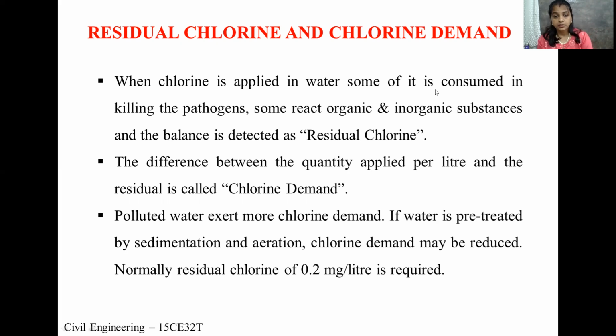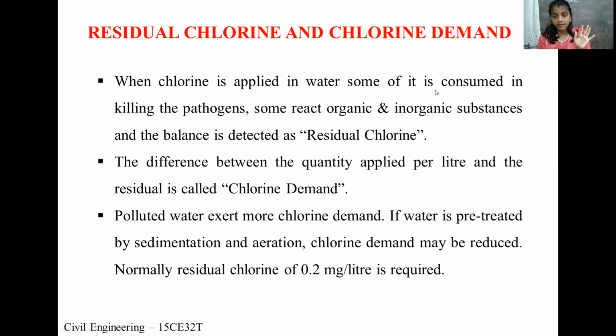So the next is chlorine demand. Let us see what is chlorine demand. The difference between the quantity applied per liter and the residual chlorine is called the chlorine demand. Let us just take 100 grams as the quantity of chlorine applied per liter. I'm not saying anywhere that 100 grams is used per liter. I'm just explaining what is chlorine demand.